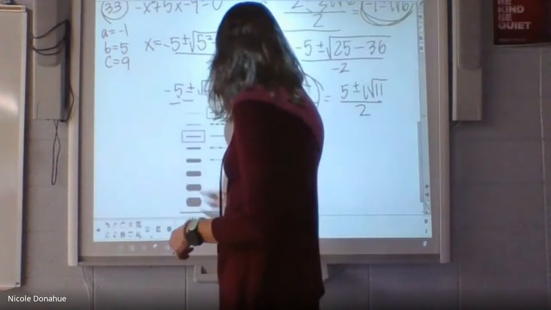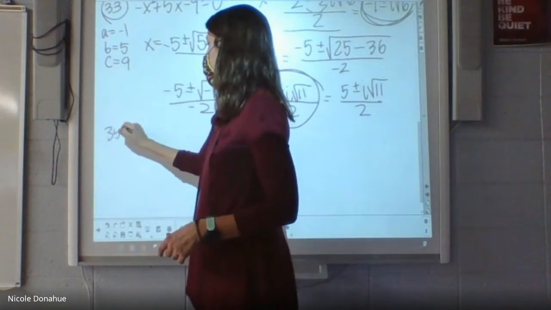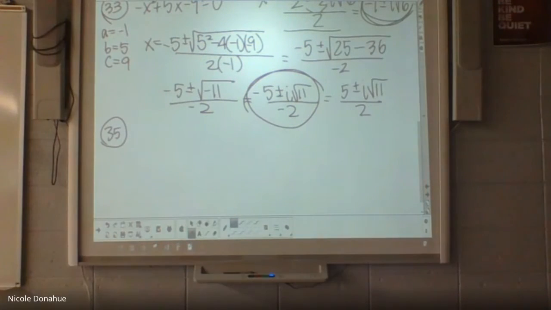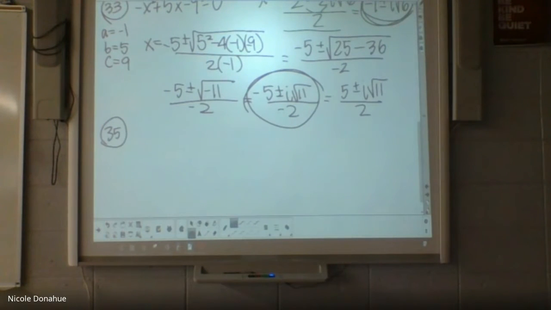And then finally, 35. Again, quadratic formula. Again, they use something other than x. I'm going to just change it back to x.